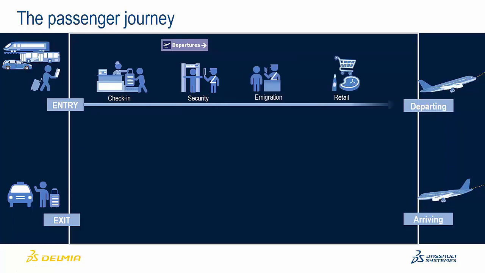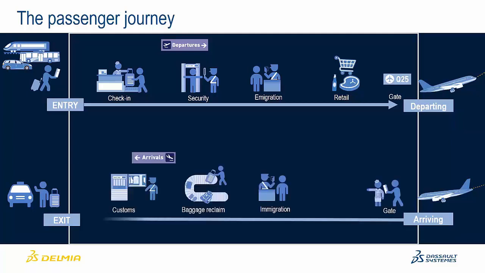First of all is the departing passenger. So these are the passengers that arrive at the airport, maybe via taxi or public transport, and they will go to various checkpoints or touch points in the airport to go to their departing plane. The second stream is the arriving passengers. So those are the passengers that arrive at the airport, and they will go to immigration, pick up their baggage, go to customs, and in the end leave the airport via onwards travel.